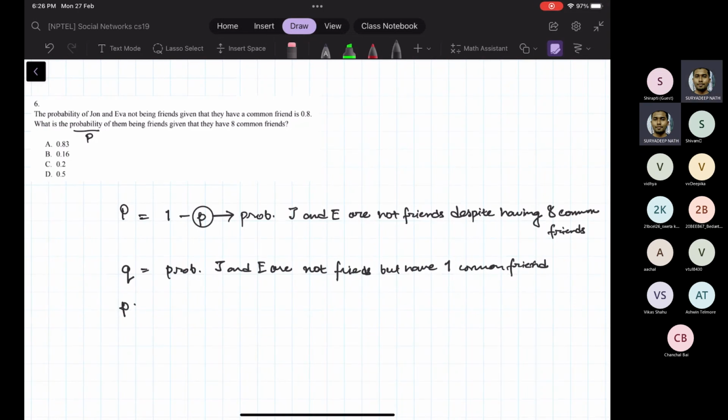So small p is basically q to the power 8, because we assume independent events: whether there is one common friend or two common friends, they are independent events. By independence, the probabilities get multiplied, and hence we multiply it 8 times considering the 8 common friends, so it becomes q to the power 8. So capital P is 1 minus q to the power 8, which is 1 minus 0.8 to the power 8. This is around 0.83 if you solve it. So option A is the correct answer.